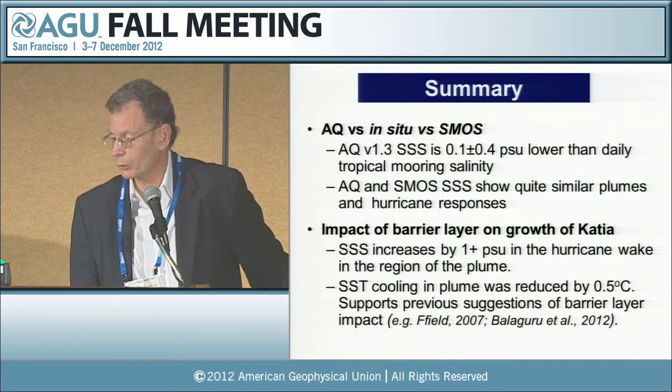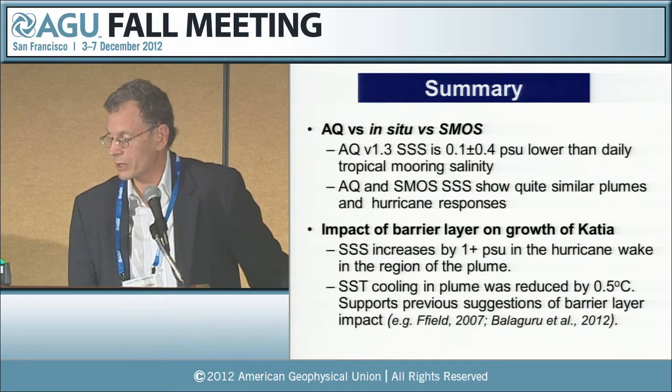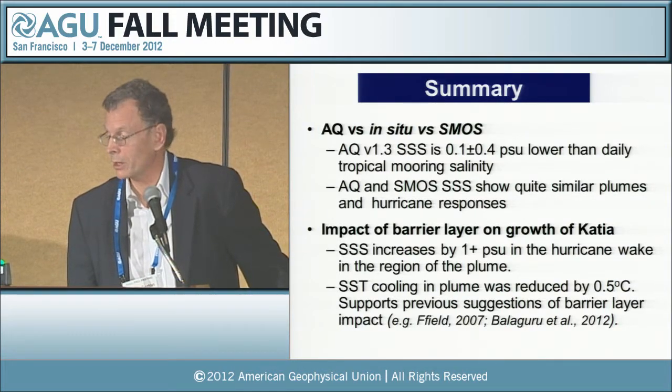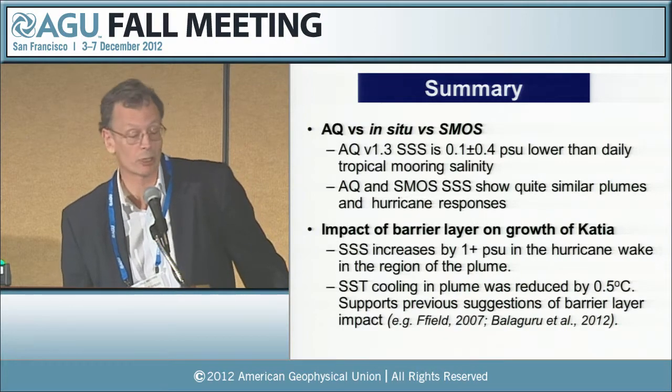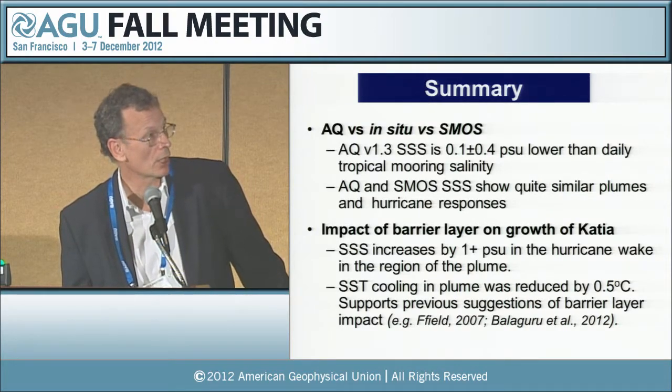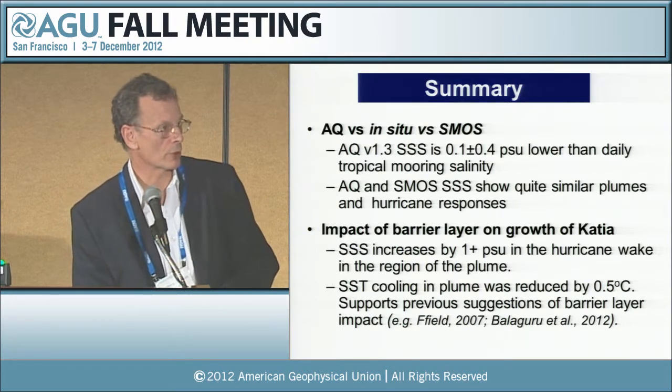We've also taken a look at the impact on the barrier layer for Katia. You see this very substantial increase in salinity after the passage of Katia, and corresponding reduction in the amount of cooling, so that after the passage of Katia, the surface temperature only decreases by about 0.5 degrees, instead of 1 degree or more when you're outside.